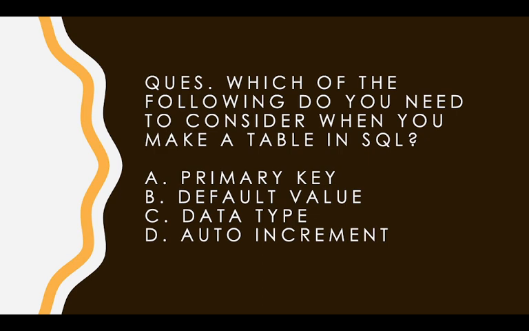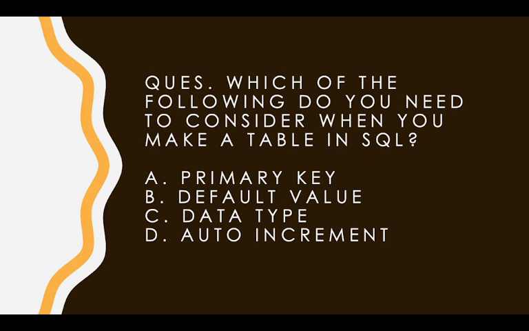Just to mention, these are objective questions, but the answer could be one value. It could be one option. It could be two options. It could be multiple options as well. It could be a single option as well. So in this particular question, we need to see which of the following we need to consider when making a table.